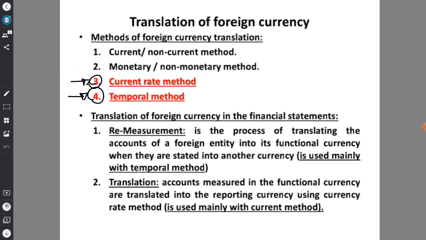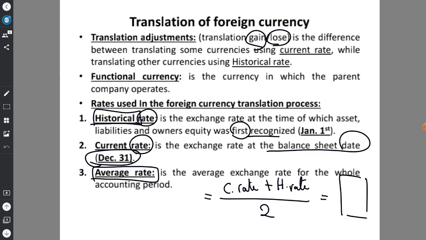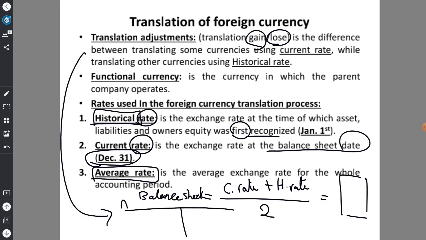Again احنا بنتكلم في حاجه اسمها translation adjustment. translation adjustment هو عباره عن ال gain وال loss that results due to the existence of difference between some transaction I'm going to apply for them current rate and others I'm going to use for them historical rate. A translation adjustment هتظهر فين؟ هتظهر في البالانس شيت. ليه؟ نفتكر البالانس شيت بقول asset should be equal to liabilities plus owner's equity.